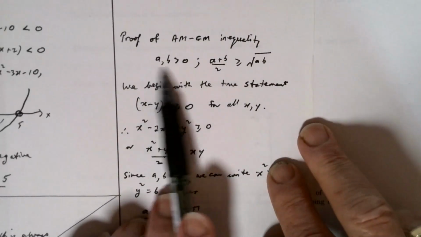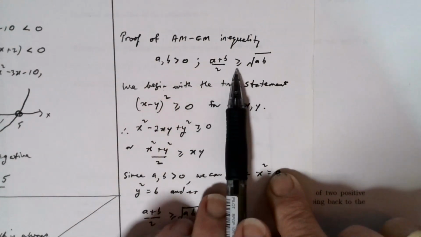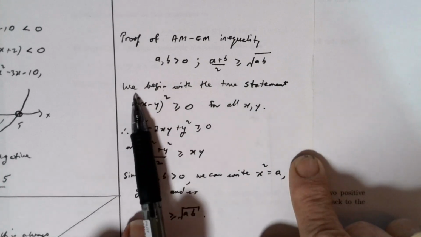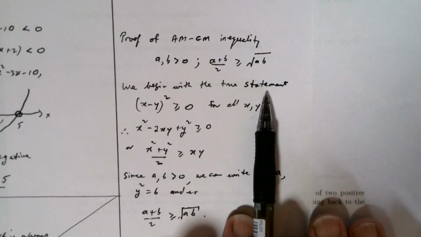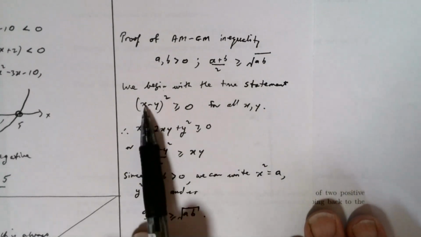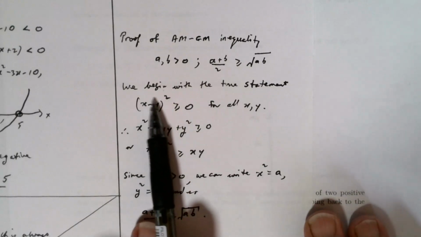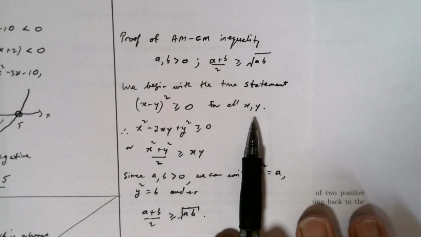So we start off with two positive numbers, and we're going to prove that the average of the two numbers is bigger or equal to the square root of the product. So I'm going to begin with a true statement, something which is clearly correct, and that is, if I take the difference of two numbers and square it, whatever these numbers are, once you square it, it's going to be bigger or equal to 0 for all x and y.